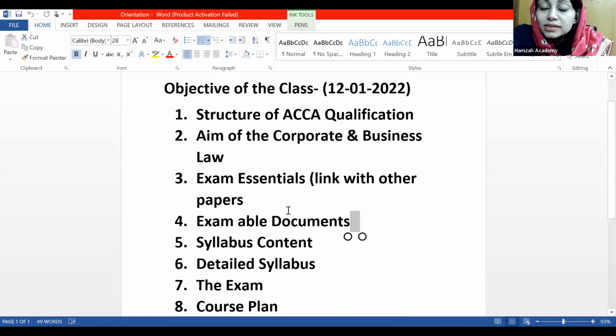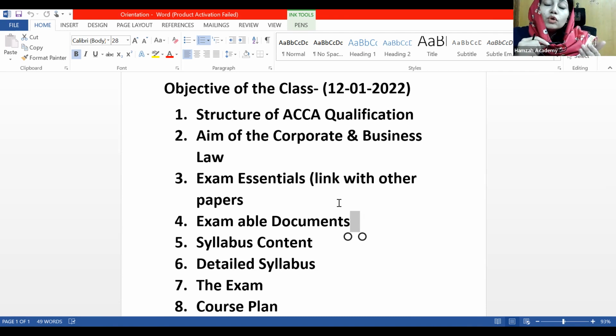The third heading is exam essentials. Basically, this is the link of our paper, Corporate and Business Law, with other papers that we have studied or will study in future, like management accounting, financial accounting, the audit, and strategic planning. So what is the link of our law paper with the other papers of the ACCA exams? Secondly, what examinable documents are we supposed to study? What topics are included in our syllabus is the fifth content, the syllabus content. What is the area that we are going to touch for our understanding during our professional lives and professional work?